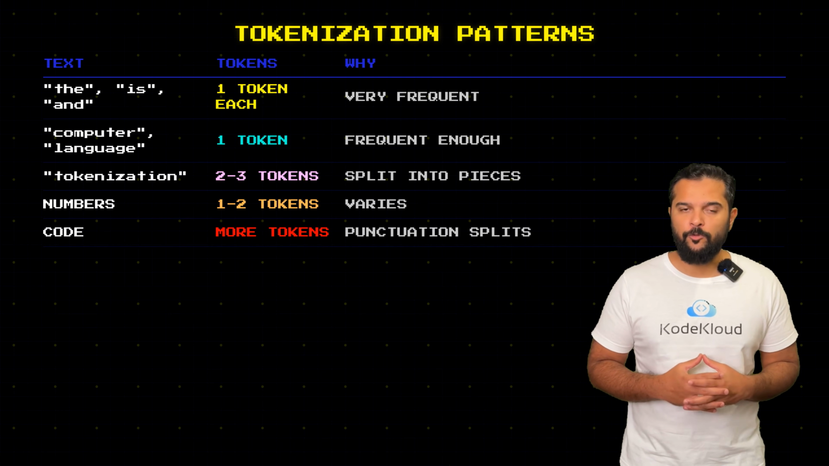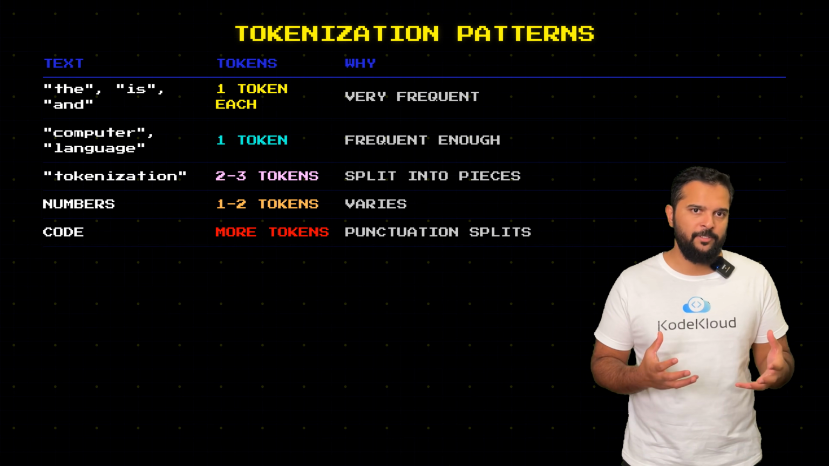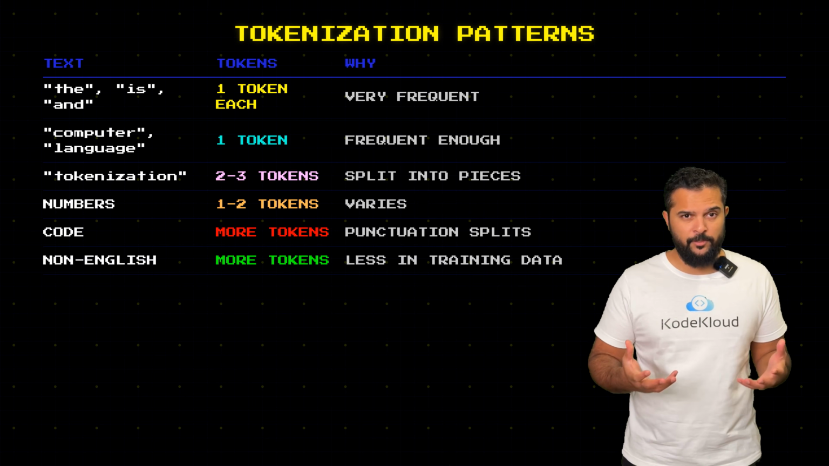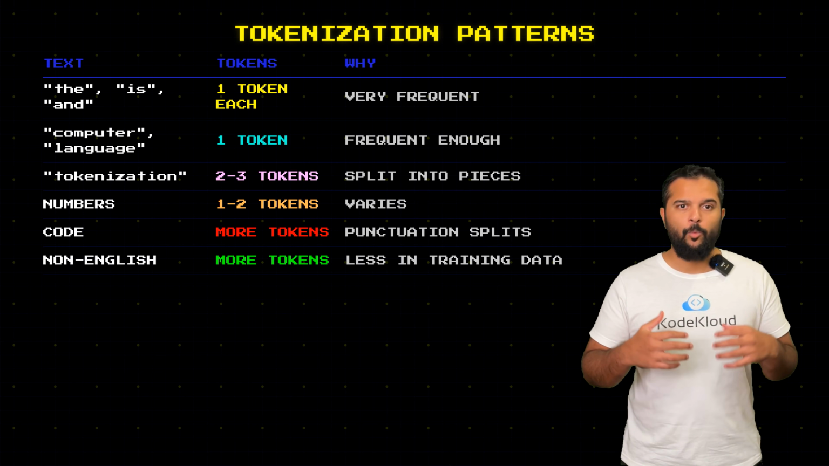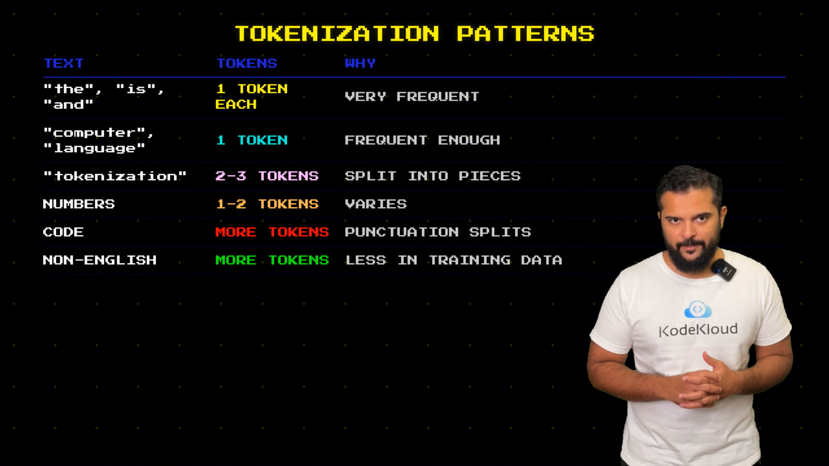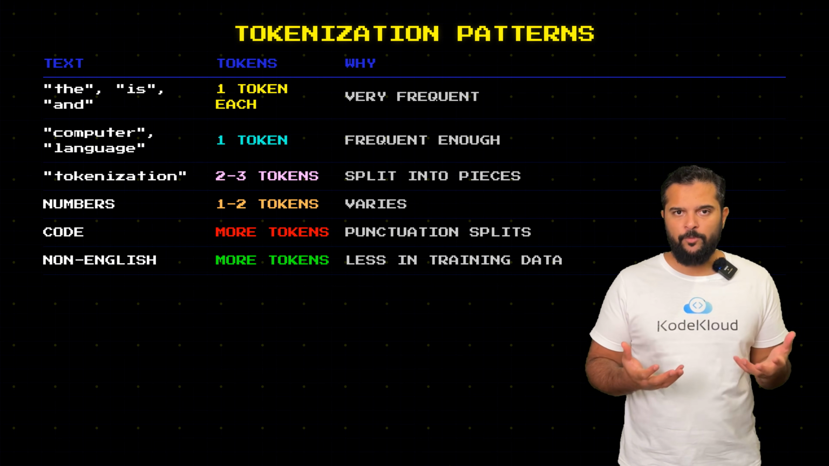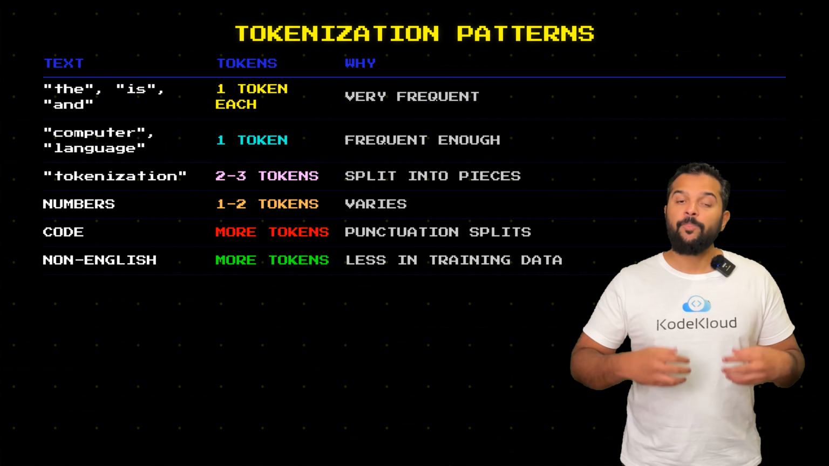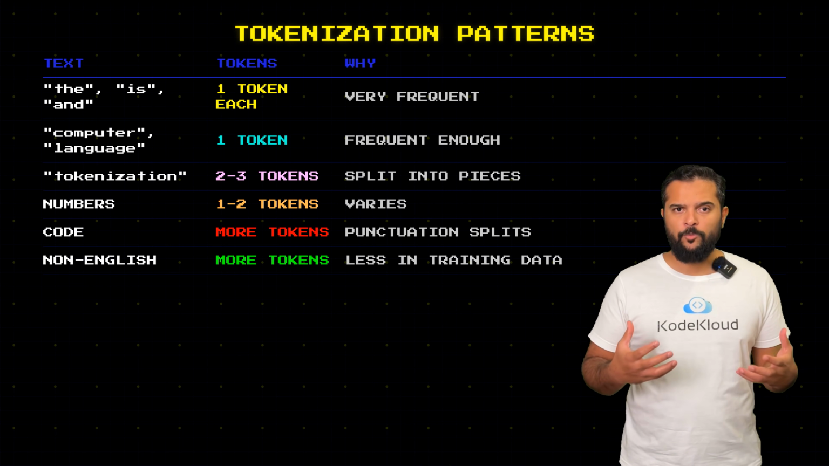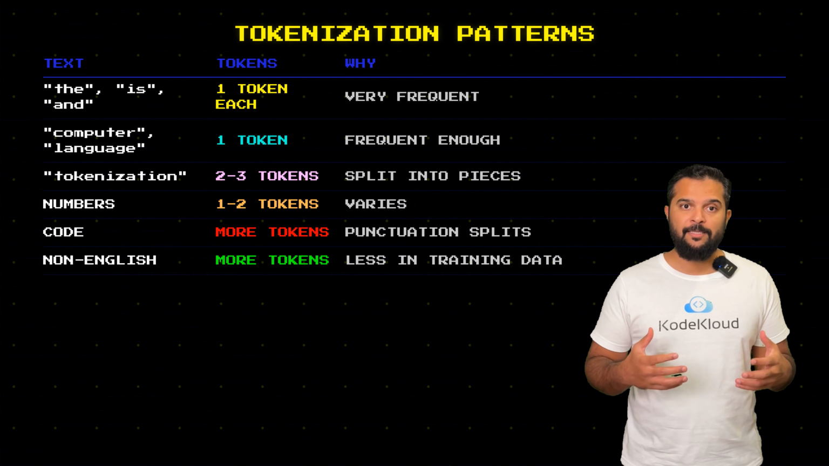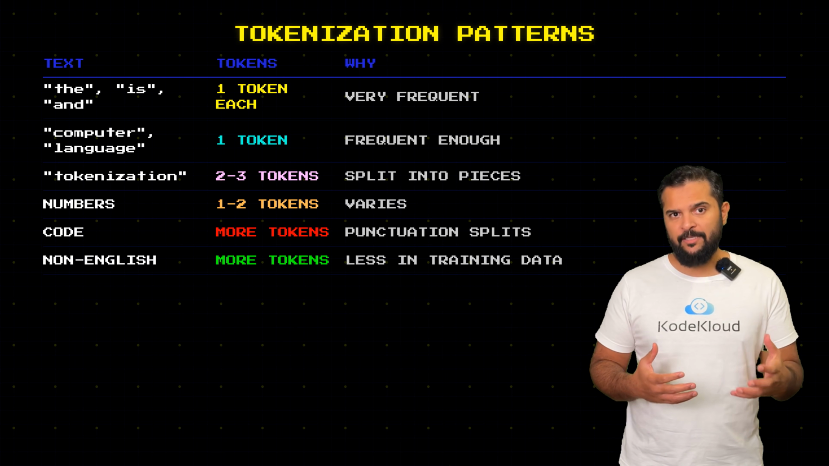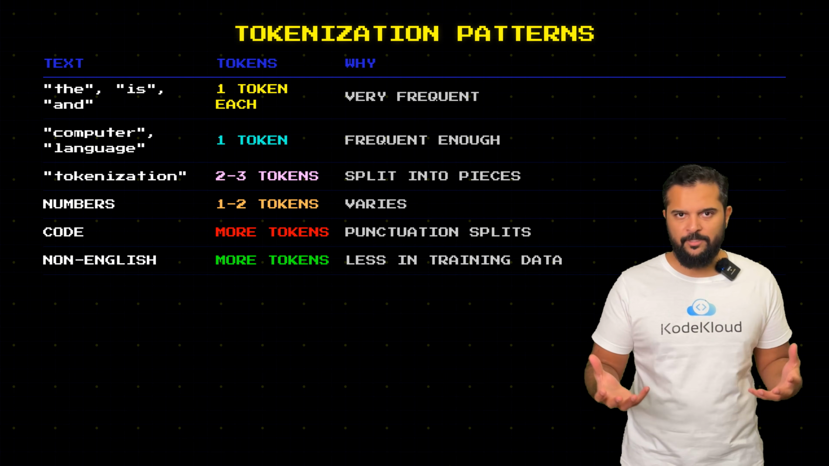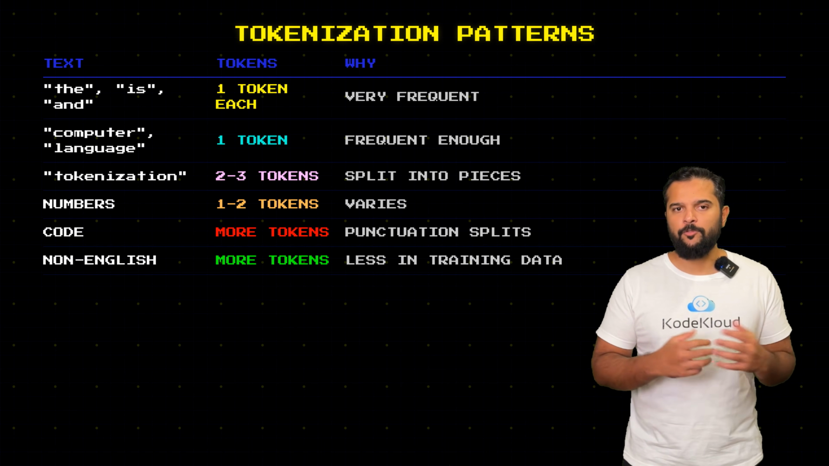Code tends to use more tokens because punctuation and keywords get split up, and non-English text typically uses more tokens per word because it was less represented in the training data. The pattern here is frequency. The more often a word or phrase appeared in the training data, the more likely it gets its own single token. Rare words, technical jargon, and non-English text get broken into smaller pieces, which means they cost more tokens and take slightly more effort for the model to process.